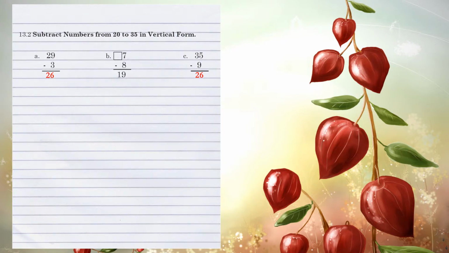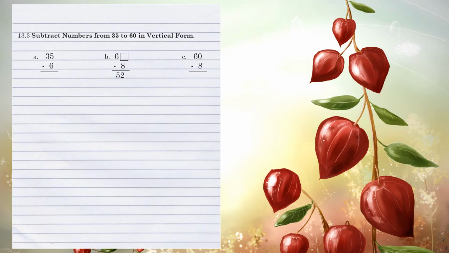Well, in order for that to be 1, this number had to start off as a 2, so that when we borrowed and made it a 1 and put that 10 over here in the ones position, now when we subtract, we will get an answer of 19. So 2 is our missing number.